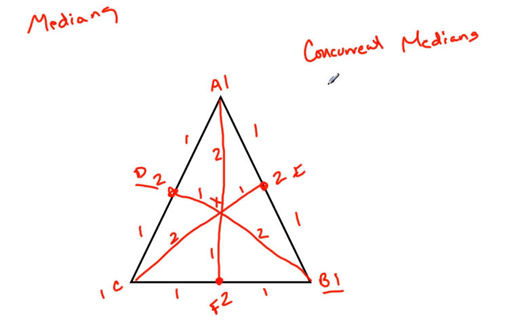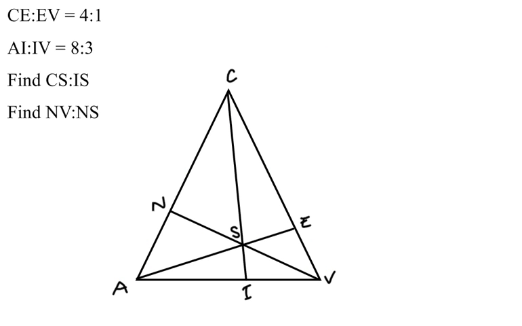So all right, so let's do one more problem. So in this one, we've got completely different letters, and we're first told that CE to EV is 4-to-1. So put that in, CE to EV, 4-to-1. AI to IV is 8-to-3. And we're supposed to find these others, but before we find it, we're just going to go through and put in our various mass points.